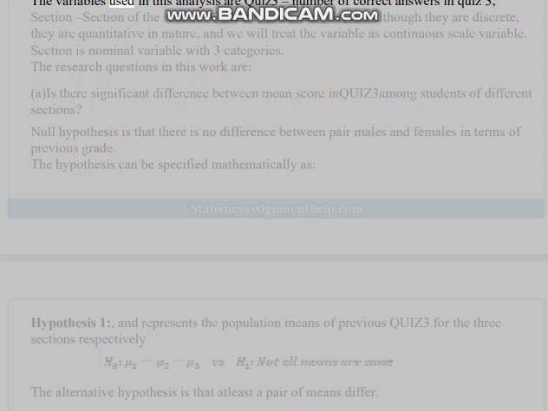The variables used in this analysis are Quiz 3, the number of correct answers in Quiz 3, and the section of the student. Quiz 3 is a scale variable, and although the scores are discrete, they are quantitative in nature, and we will treat the variable as a continuous scale variable. Section is a nominal variable with 3 categories.